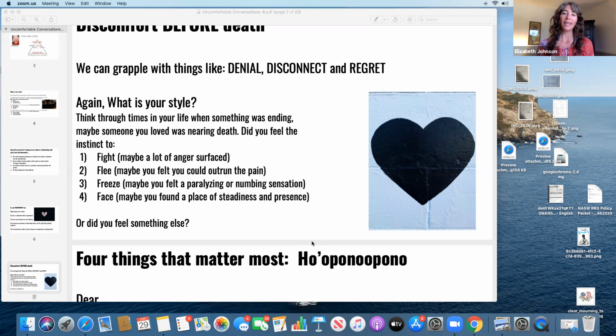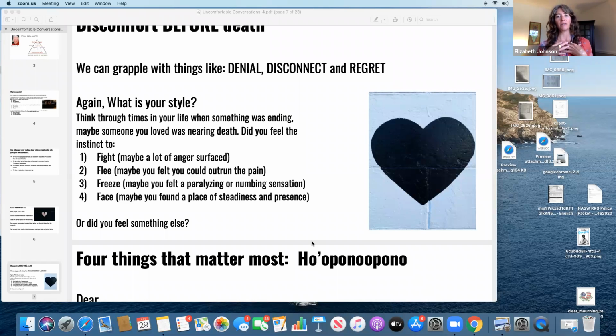So I want us just to pause again and maybe pull back just a bit, get settled into your body, and think through times in your life when something was ending. Maybe it was someone you loved was nearing death. Maybe you received news of some sort of a terminal diagnosis. There could be people here with us today that haven't experienced a death, or haven't been near that death space. So in that case, maybe think through an experience where something was ending, and that it had a real emotional intensity to it. Maybe it was a relationship ending or something in life coming to a close. And just spend some time rooting into your body.